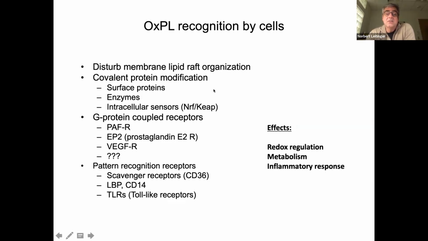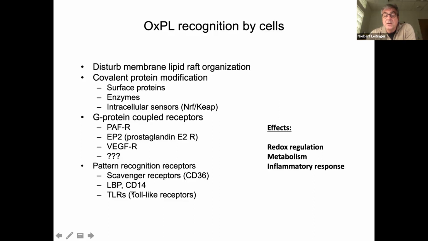Of course, these lipids can integrate into membranes and change membrane organization. They can covalently modify proteins, particularly aldehydes would do that, right? On surface proteins, on enzymes within the cell, and particularly also by modifying KEAP1 induce the NRF2 pathway. There's a bunch of G protein coupled receptors that have been implied to be possible receptors for oxidized phospholipids, the PAF receptor, prostaglandin receptors for isoprostane containing oxidized phospholipids, and some others.